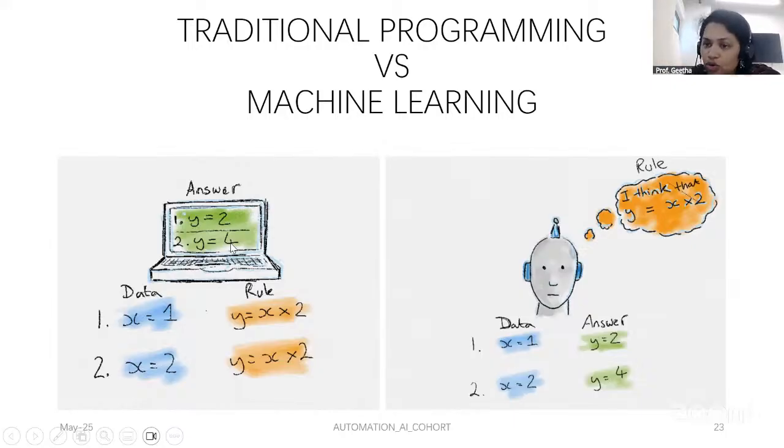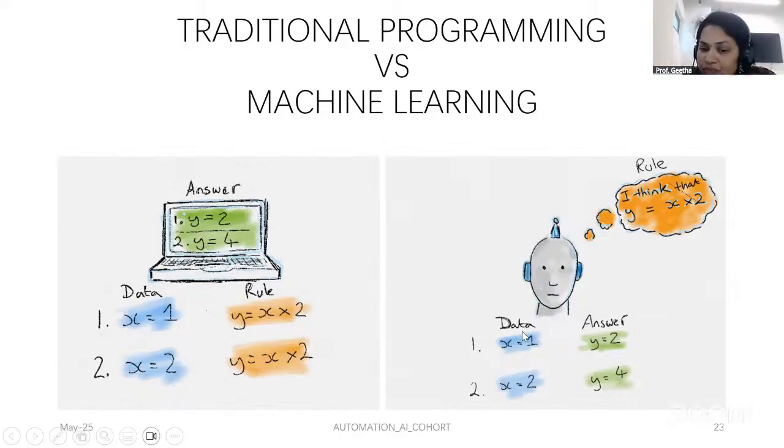You will give the code and the data. So it puts the data into process and it provides some output. So this is traditional programming. But what happens in machine learning is that instead of giving the data and the rule, I'm going to give the data and the output so that I want my machine to learn what is the process behind how the data has happened to transform into that particular output.